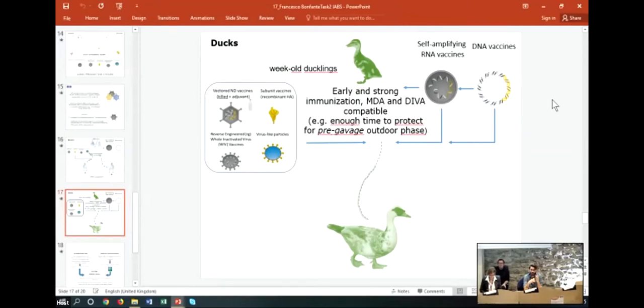We will see the results from the experiments in France, but it should not be discarded that also other technologies could play a part, like the ones that I put on the left side of the screen.